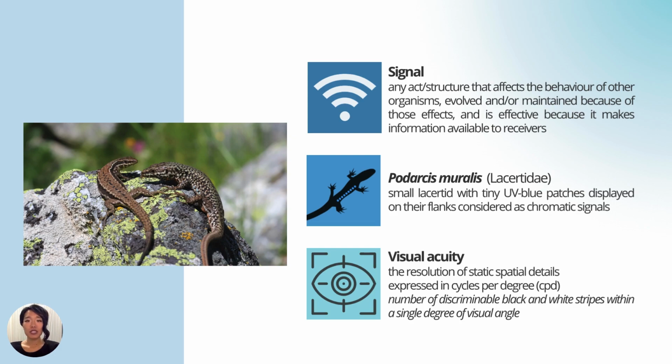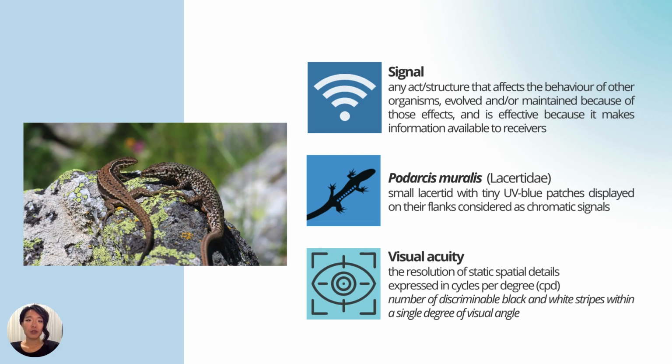But before delving into my presentation, let's just begin with some general definitions to give you the context of the study, starting with signal, which is any act or structure that affects the behavior of other organisms, evolved and maintained because of those effects, and is effective because it makes information available to receivers.